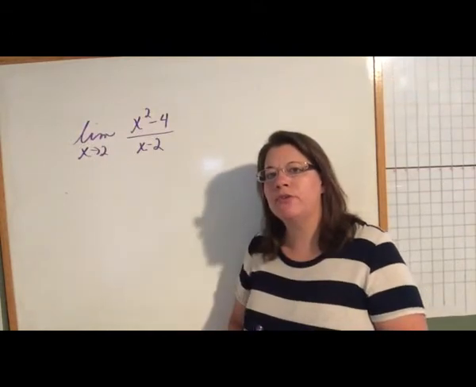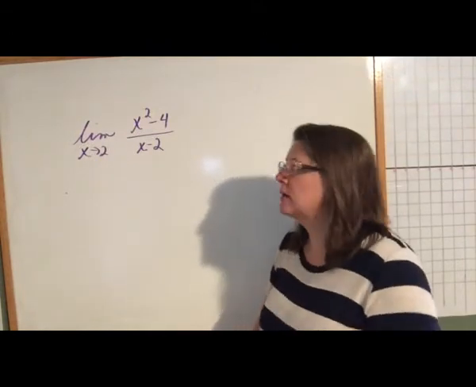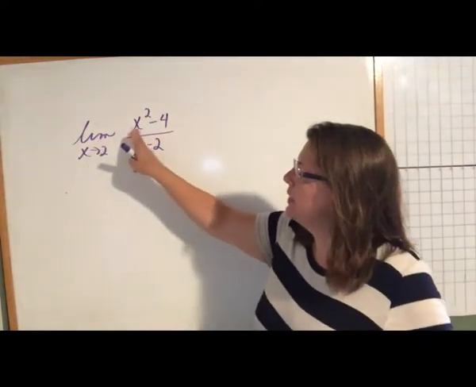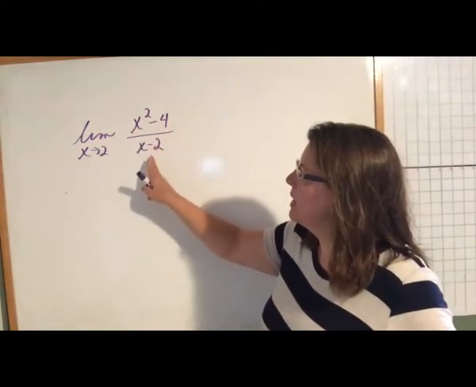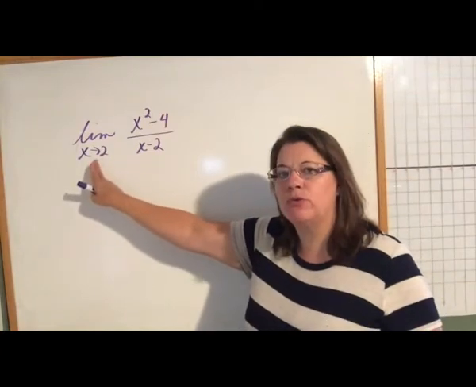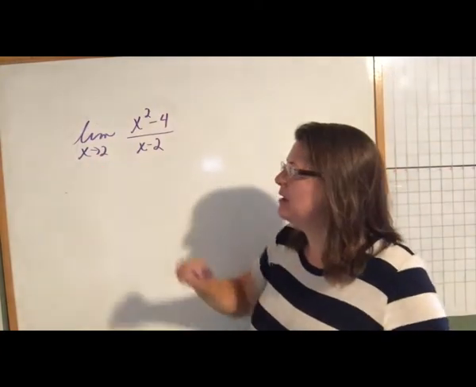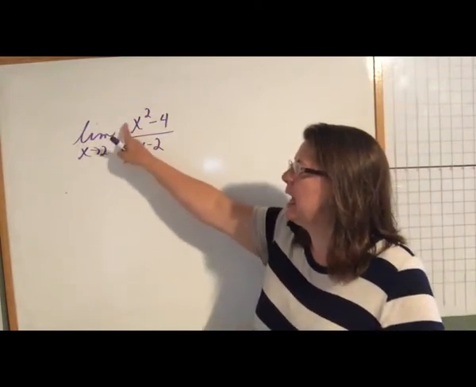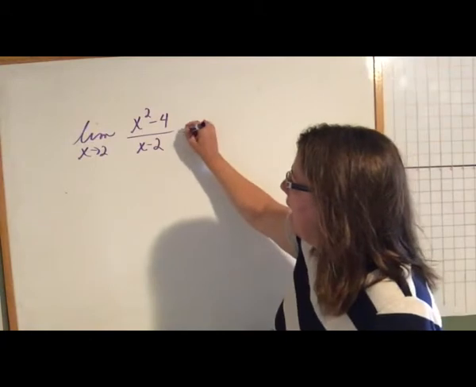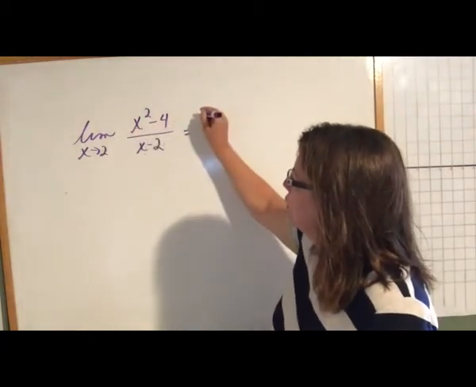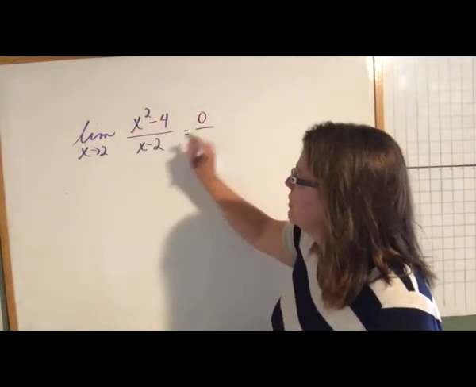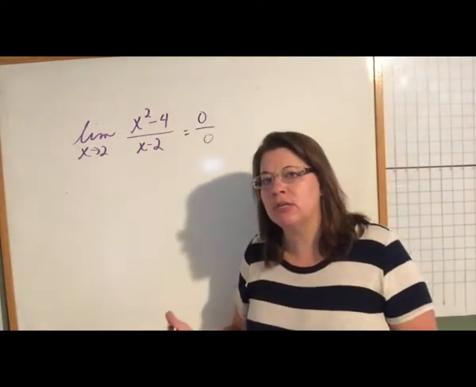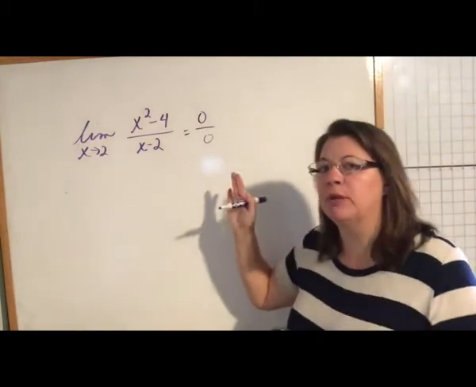So here's another example I want you to try numerically and see what happens. We're looking for the limit of x squared minus 4 over x minus 2 as x approaches 2. Well, it's not going to be real hard to figure out that if I plug 2 in to the top and to the bottom, I'm going to end up with 4 minus 4 on top, which is 0, and 2 minus 2 on bottom, which is 0. And we learned in the last section that this is the indeterminate form.